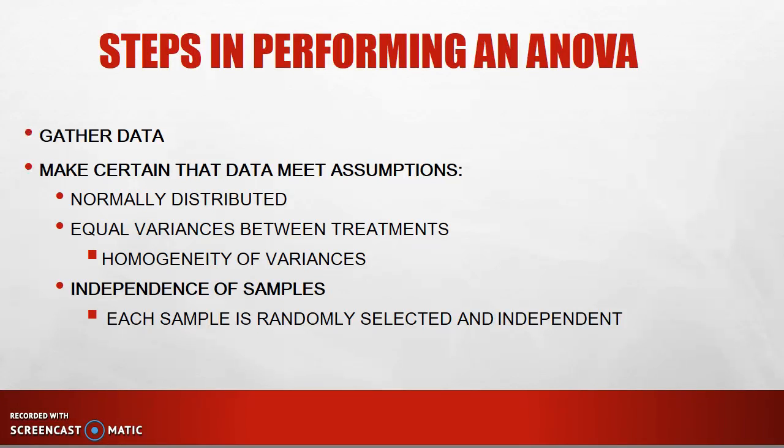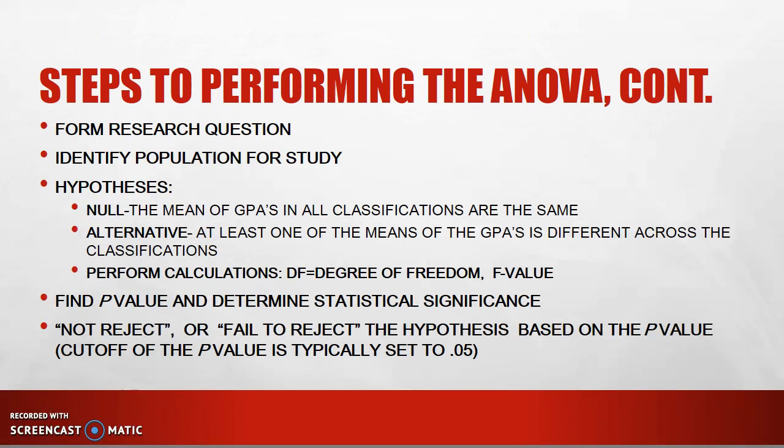Gather your data, making certain that the data meets the assumptions. Form your research question, identify the population that you're going to be studying, and then form your hypothesis. A null hypothesis would be that the mean of GPAs in all classifications are the same. And the alternative hypothesis would be that at least one of the means in the GPAs is different across the classifications. Perform your calculations and then determine the answers from those calculations. And based on those answers, you would either reject or fail to reject the hypothesis based on the p-value.